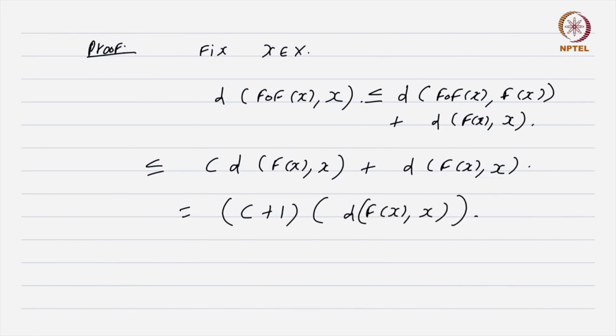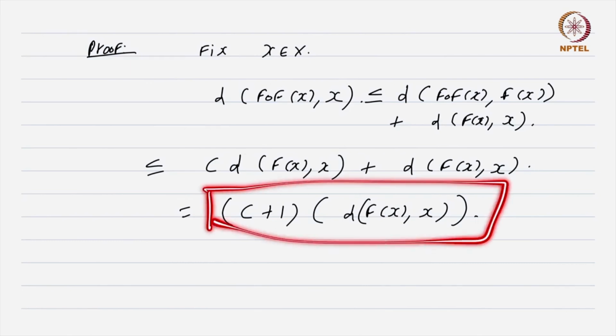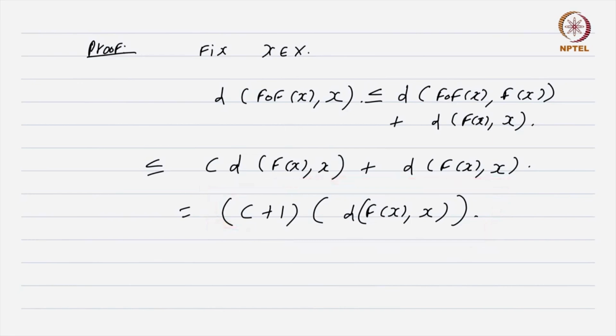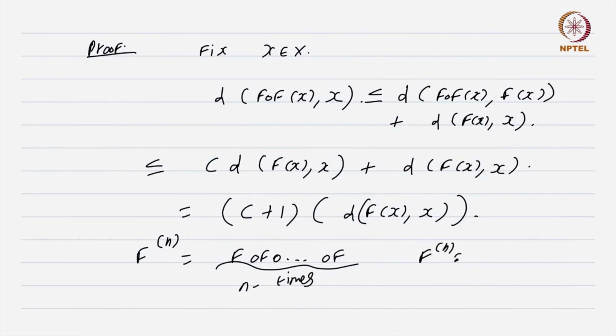Okay, so this is the conclusion at the first stage. When you apply f to the point x twice in succession, we get a nice inequality: d(f∘f(x), x) is less than or equal to (c plus 1) times d(f(x), x). Now consider the iteration f iterated n times, which is just f composed with f n times. Or if you want a recursive definition, f^n is just f composed with f^{n-1}.